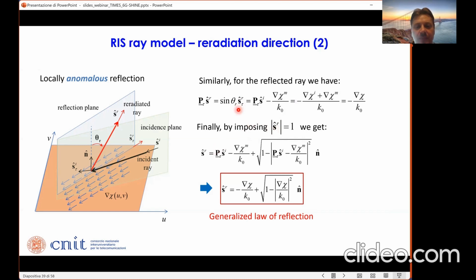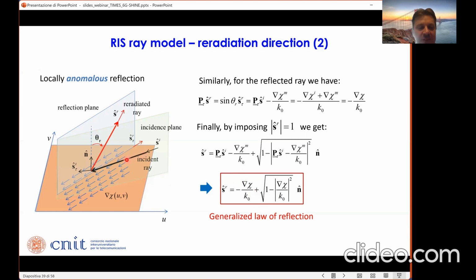And this expression actually gives you the tangent component of this SR reflection direction. To know also the normal component, we simply impose this relation. So the amplitude of this vector SR must be equal to 1 because it's a unit vector. And with this assumption, we get what we call the generalized law of reflection.